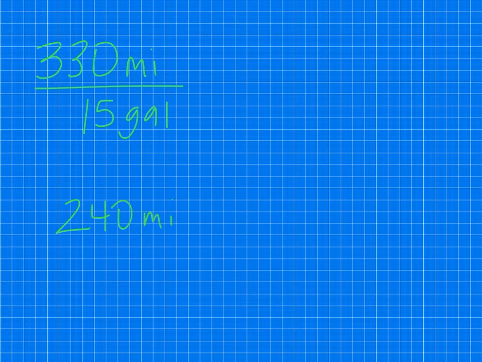Let's have you try 2 again. If I can travel 330 miles on 15 gallons of gas, and my mother can travel 240 miles on 10 gallons of gas, who can travel farther? Go ahead, hit pause, solve both of these, and figure out whether I can travel farther, or my mom can. How'd you do? We're going to have to divide this by 15 and this by 15. It's going to give me 1 in the denominator. But what about the numerator? Let's check it out.